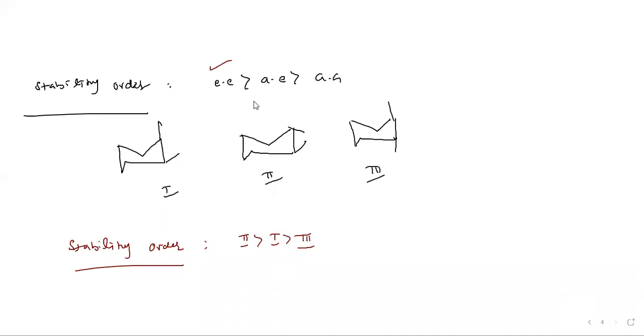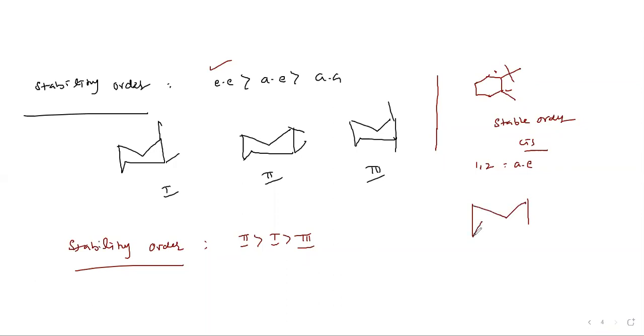For example, sometimes they will give the question like this. All right, write down stable order. That is only cis form. Cis form means 1 comma 2 axial equatorial. Yes or no? 1 comma 2. Yes or no? So in this case you should write down two possibilities. One is this possibility, another one is this possibility.